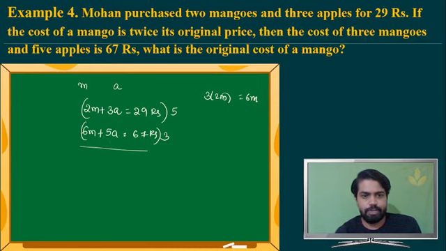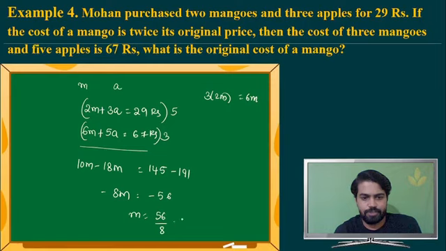So what we get is 5 into 2, 10m, minus 3 into 6, 18m, which is equal to 29 into 5. So we know 20 into 5 is 100, 9 into 5 is 45, so it's 145, minus 3 into 67 is 201... so what we get is minus 56. So when we solve this, I get minus 8m is equal to minus 56. So m is equal to 56 by 8, which is simply 7. So the original cost of a mango is 7 rupees.